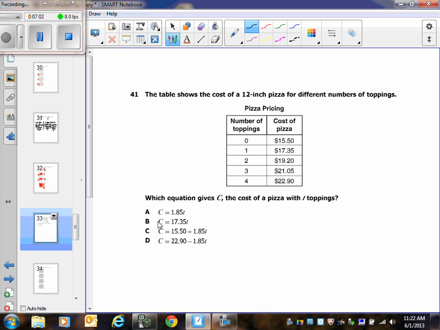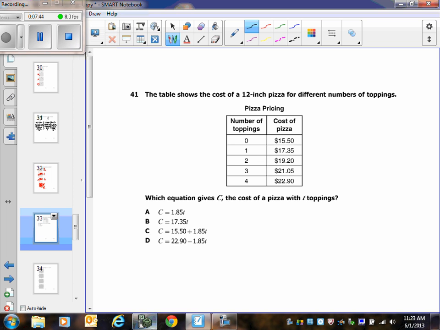Now for choice B. Choice B is saying it's going to be $17.35 per topping. That's one expensive pizza. Doesn't make sense for this question. Now for choice C. This is saying my pizza costs $15.50 and then an additional $1.85 per topping. Choice C seems very reasonable. I think the answer is choice C, but look at choice D. This is saying my pizza is going to cost $22.90 and you are going to subtract for every topping I add. That would be nice, but not realistic. So our answer is choice C, just using some logical reasoning.